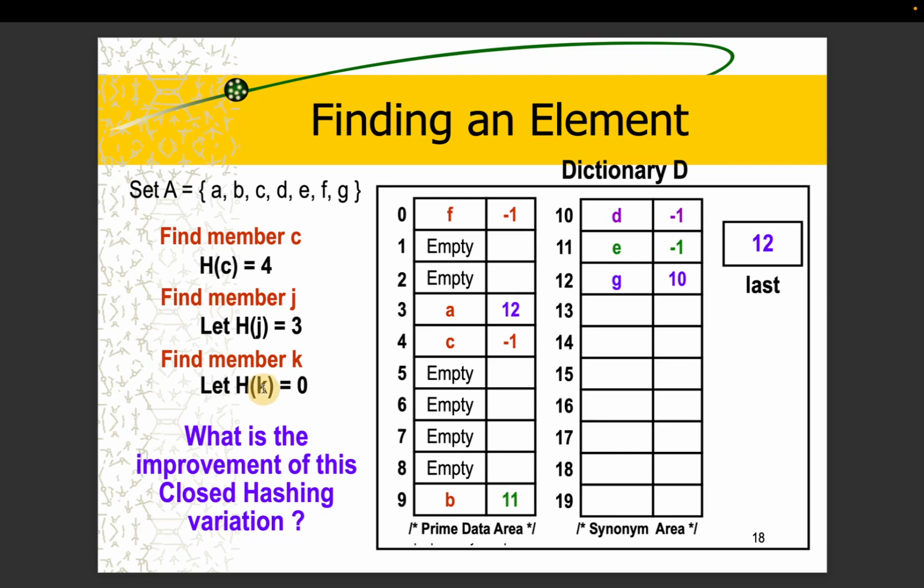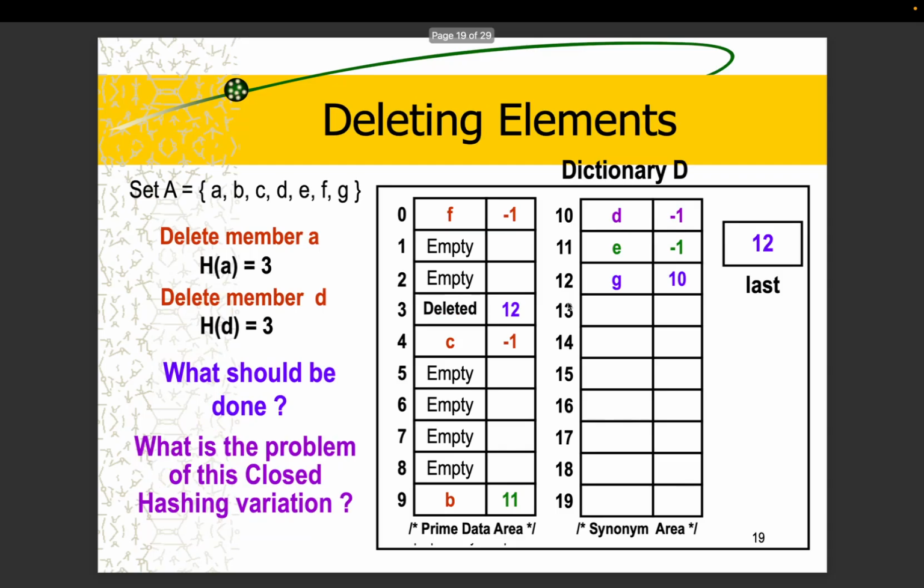Next is find K. K is at index 0. But the next element is negative 1, so I know to stop. So what is the improvement? We don't have to keep searching the synonyms. We only search the links. If the link does not point to something, or you do not find the element from the link of elements, then the element is not found. Let's delete. So if I delete letter A, it's at index 3, I just set it to deleted.